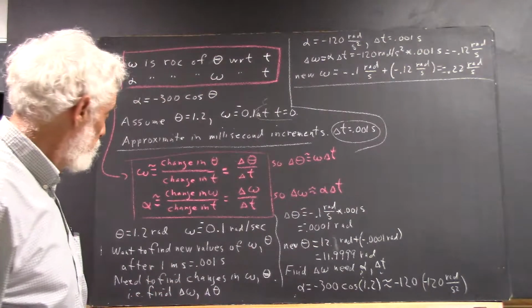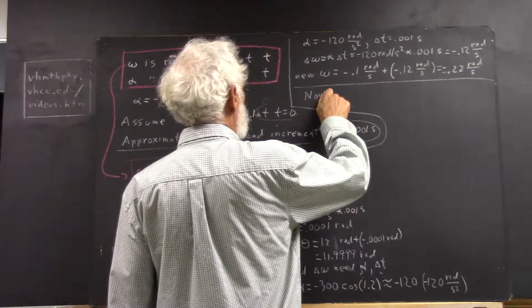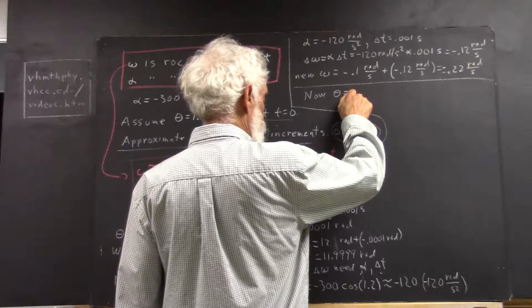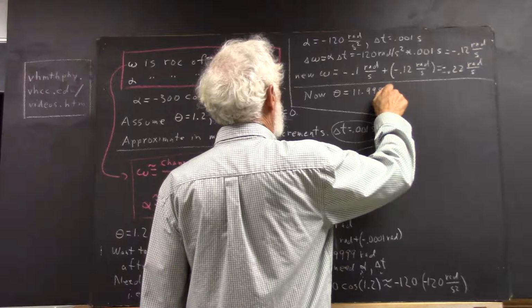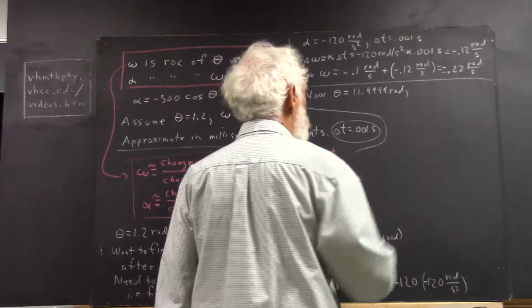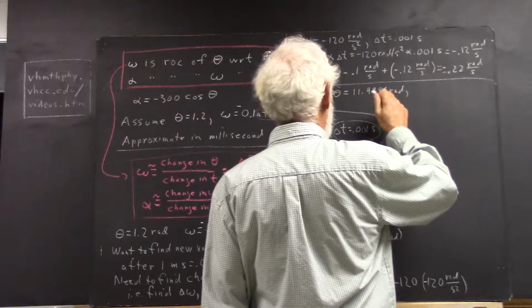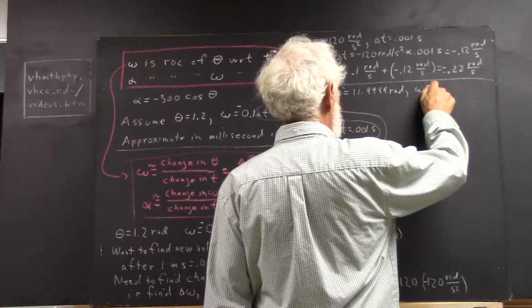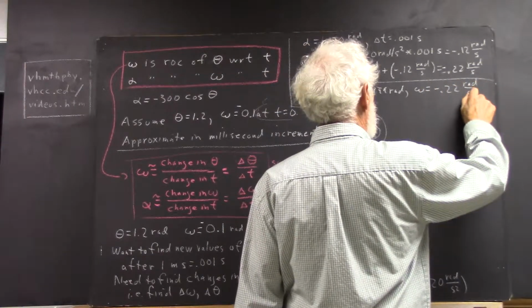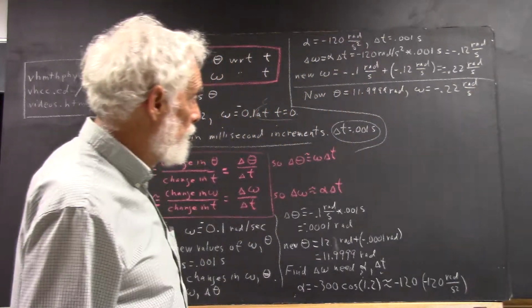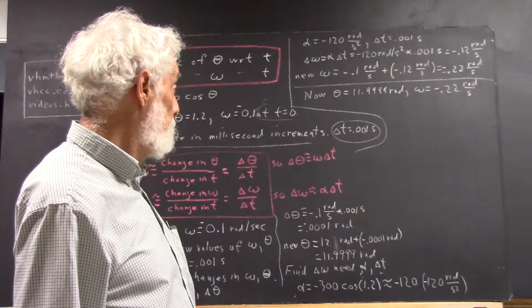What do we do next? Well, now theta equals 11.9999 radians. In other words, it's effectively 12, but we've got to keep all those significant figures. And omega equals negative 0.22 radians per second. So we've moved just a little tiny bit, but we sped up significantly.